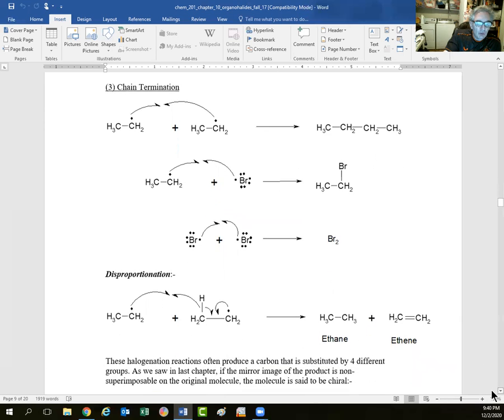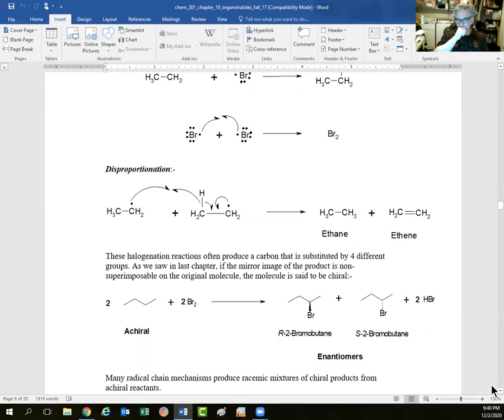Again, two ethane radicals. Oh, excuse me. Let me take a drink. Somehow managed to spill that over myself.